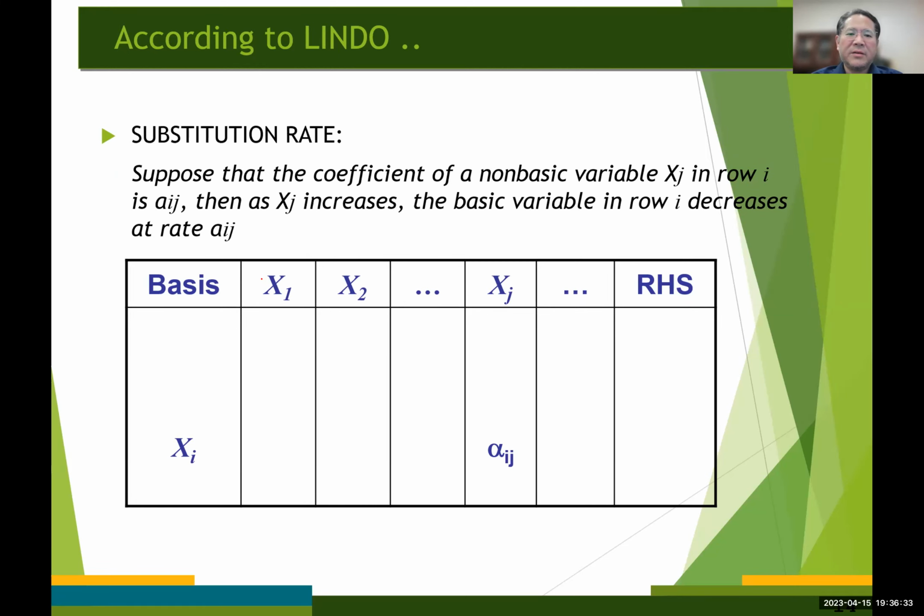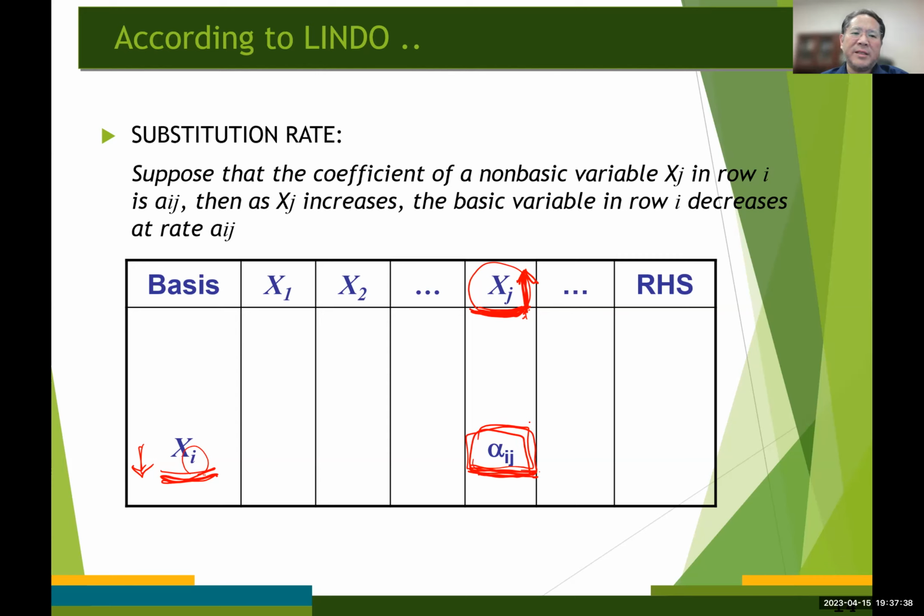Suppose that the coefficient of a non-basic variable, which is xj, in row number i is alpha sub ij. Then as this non-basic variable xj increases, the basic variable xi in row number i decreases at the rate of alpha sub ij per unit of xj. So again, as xj, one of the non-basic variables, increases, the basic variable in that row decreases at the rate of alpha sub ij.